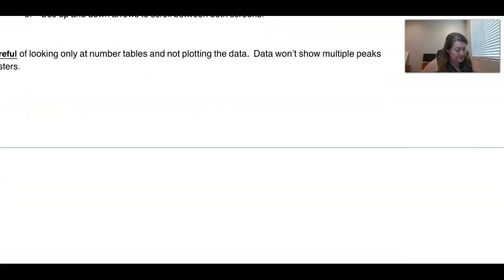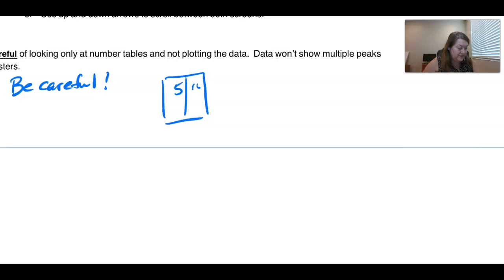And then this part starts out with be careful. Okay, be careful of looking only at a number table and not plotting the data. So a number table is like this, where it says there were 5 people with 10, there are 4 people with 3, something like that. Be very careful about number tables without plotting the data. What you really should be doing is saying 5, there's 10 points above it, right? Or doing a bar graph or something, and that 4, there's 3, right? It's very difficult to show multiple peaks and stuff like that without actually going back to the actual numbers, okay?